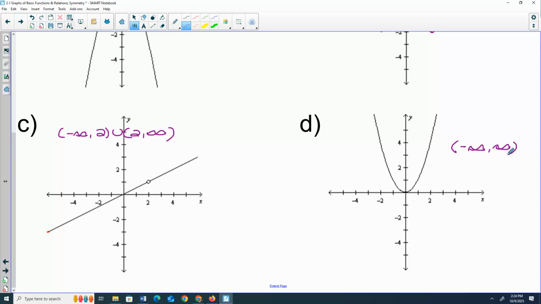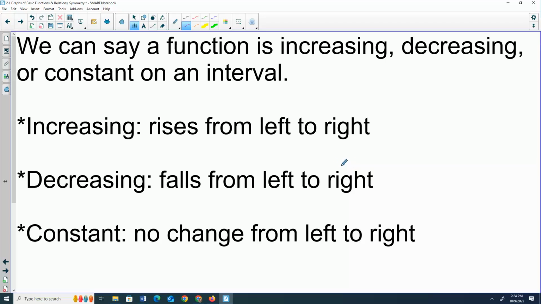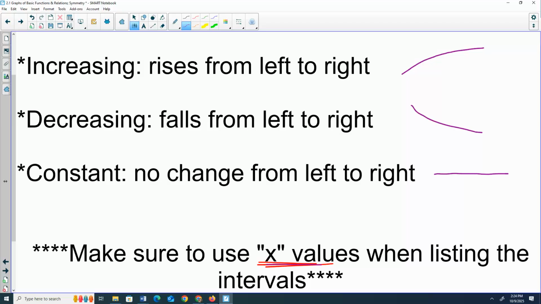Okay, second thing that we need to talk about is increasing, decreasing, constant. So this is just telling us if our graph is rising or falling. Increasing is just anything that is rising as you go from left to right. Decreasing is anything that's falling. Constant is no change. With those, just like when we're talking about continuity, you always have to give the x values. Because if it's a function, the x is unique. There is only one place where x is equal to that.